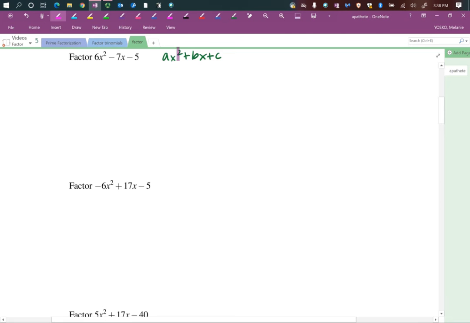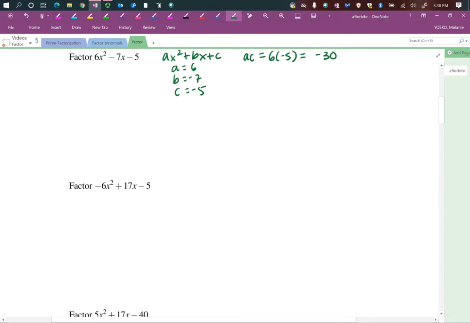So this is compared to this, and we're going to figure out what a, b, and c are for this example. A is 6 because it's the coefficient of x squared. B is negative 7, it's the coefficient of x. And c is negative 5, it's the constant. So we're going to factor by grouping. As I said, we're going to find the AC product, which is a times c. That's 6 times negative 5, which is negative 30.